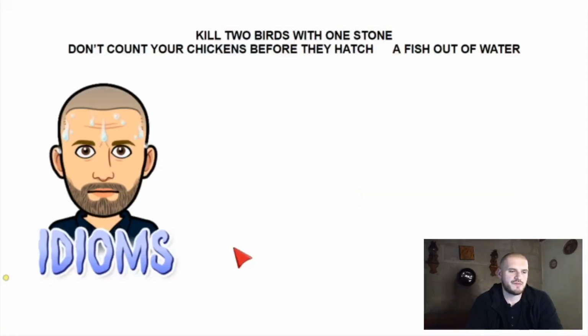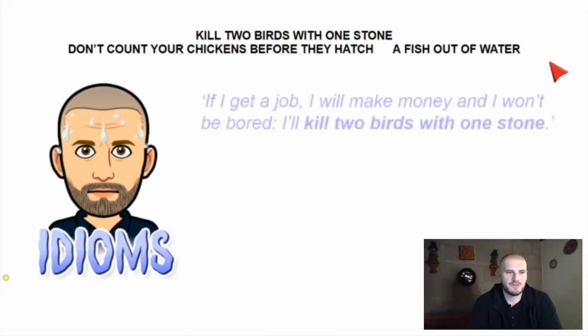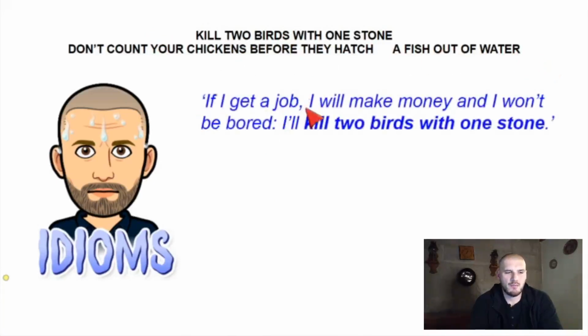Okay, the idioms for today's class. We have 3. Kill 2 birds with 1 stone. Count your chickens before they hatch. And a fish out of water. So, if I get a job, I will make money and I won't be bored. I will kill 2 birds with 1 stone. In Spanish, it would be matar 2 pájaros con un tiro. In inglés, es matar 2 pájaros con una piedra. Okay? Solucionas 2 problemas a la vez, con una acción.